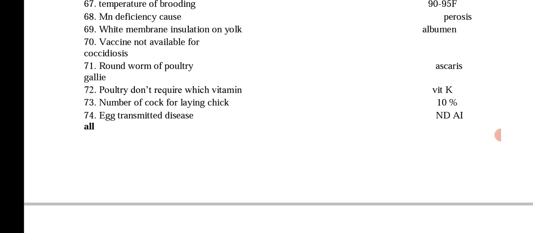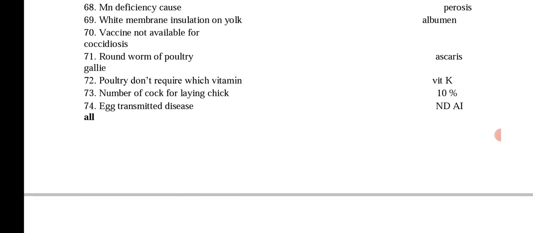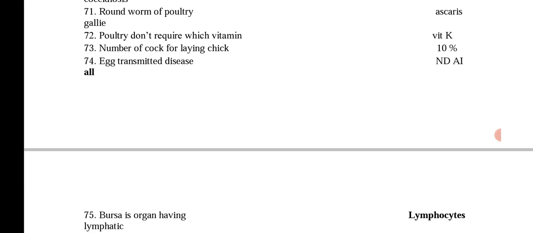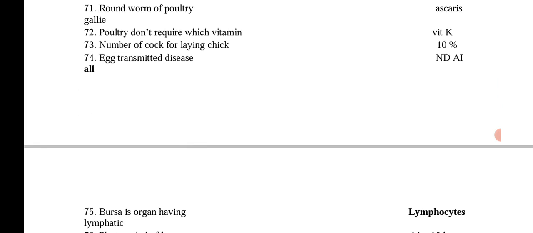The roundworm of poultry is Ascaridia galli. Poultry do not require which vitamin? Vitamin K. The number of cocks for laying chickens is 10%. It means if we have 900 layers, then we need 10 cocks for efficient fertilization of eggs. For optimal fertilization of eggs, there should be 10% cocks.